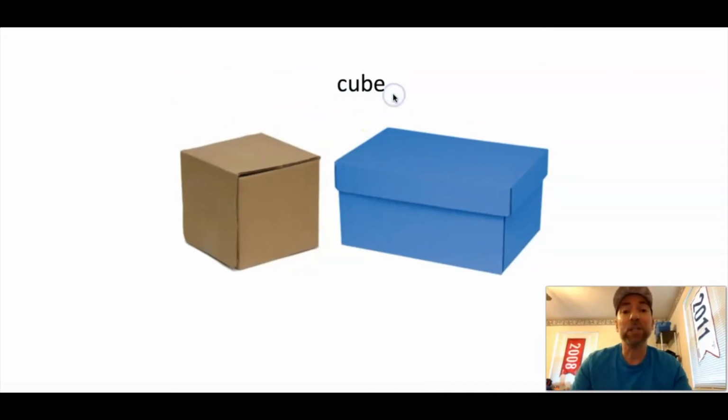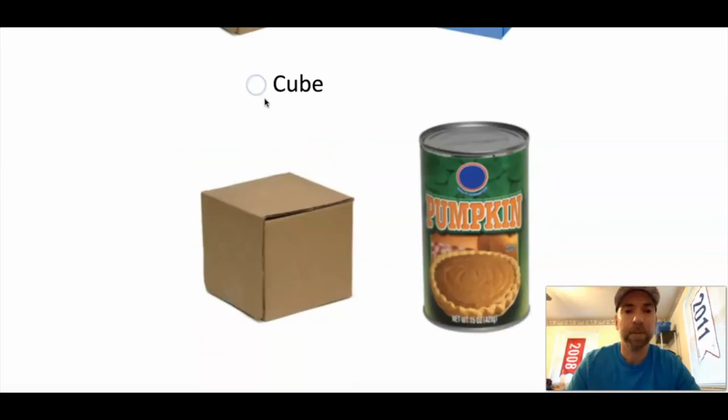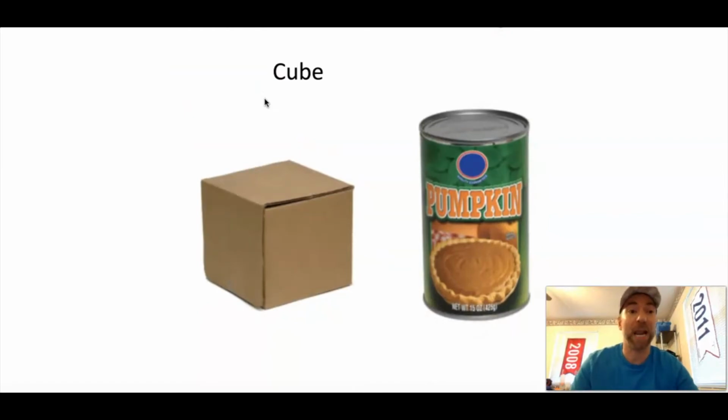Now, the shape that's next to it, the blue shape, I can see a rectangle. So that is called a rectangular prism. They are both shaped like boxes. One is a square side, the other is a rectangle side. Pretty neat. Here's 2 more 3D shapes.